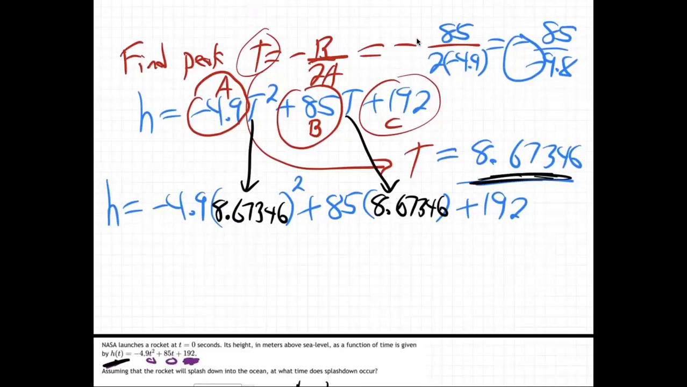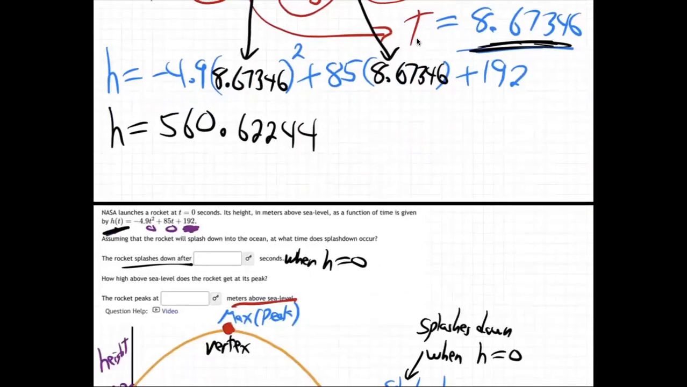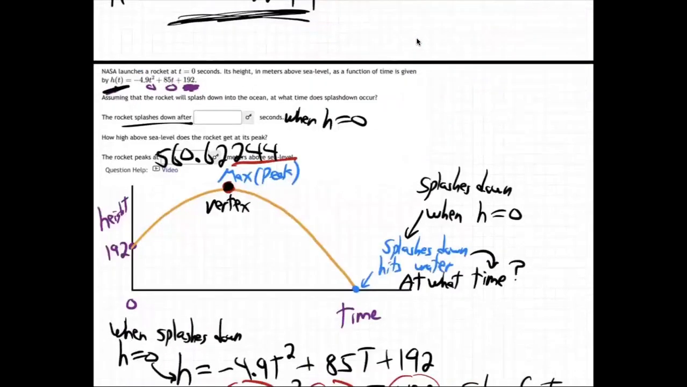And calculate it. I'm getting h equals 560.62244. So that's how many meters, how high up. That's our final answer. That's what goes right here, 560.62244. That's how many meters above. That's how high up it's going to be at its peak right here.